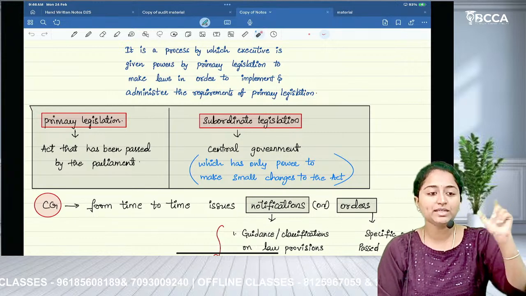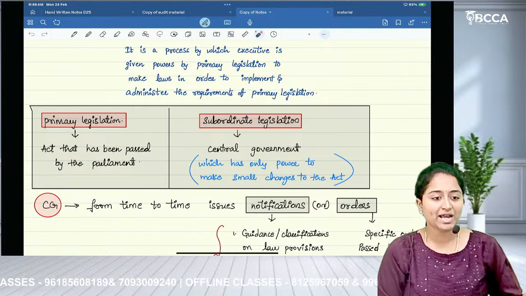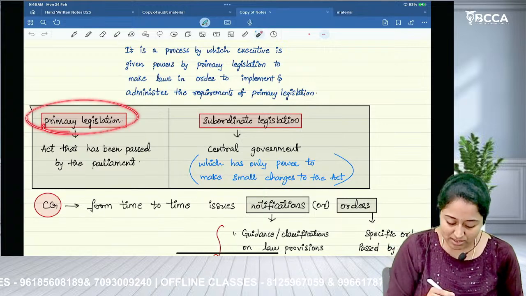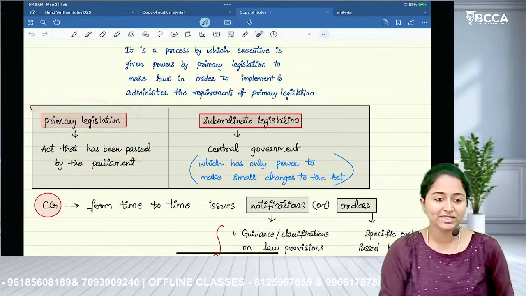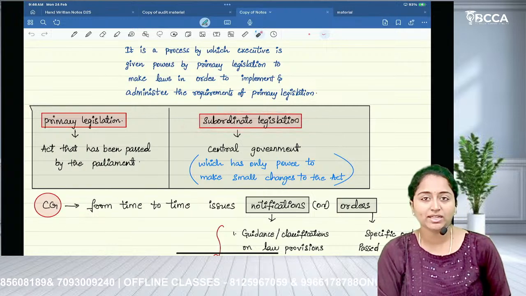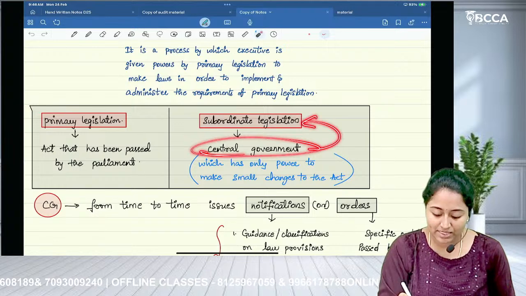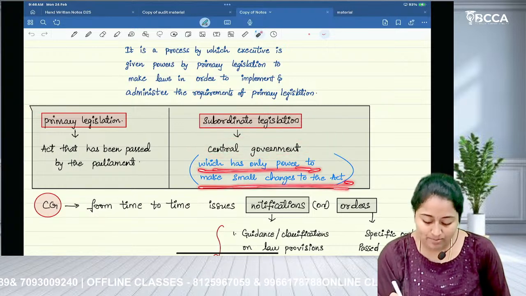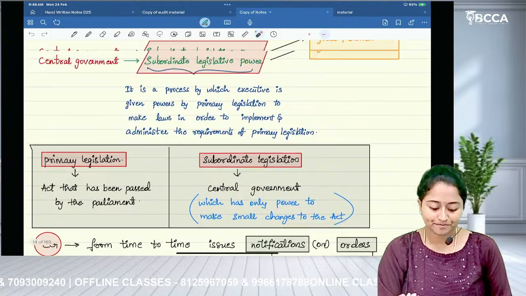Now, who is the primary legislation here? Companies Act is the primary legislation. Primary legislation is the act that has been passed by the Parliament, which is our Companies Act. Now, what is the subordinate legislation? Central government is the subordinate legislation, which only has power to make small changes to the act.